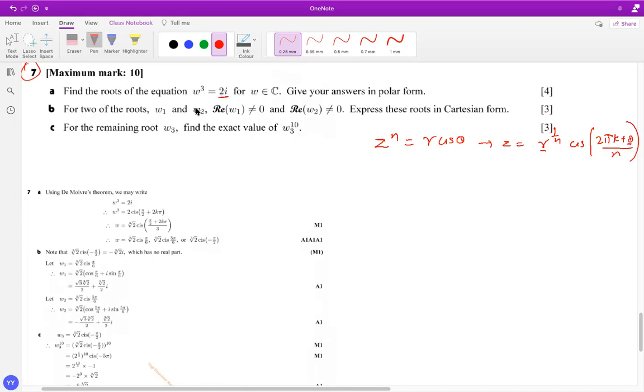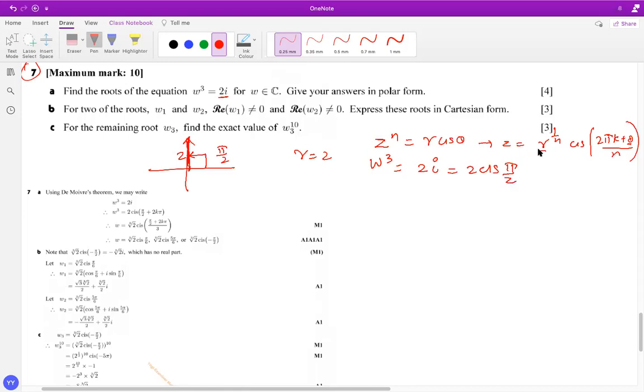When you look at the complex number 2i, it is along the y-axis with length 2. So the r value, the modulus, is 2, and the argument is pi over 2. So what we would do is first write down w cubed equals 2i, which is nothing but 2 cis pi over 2.